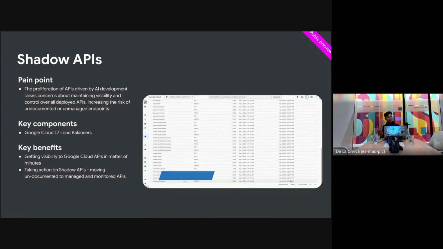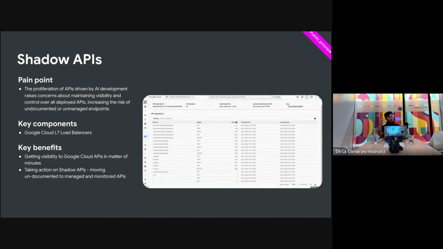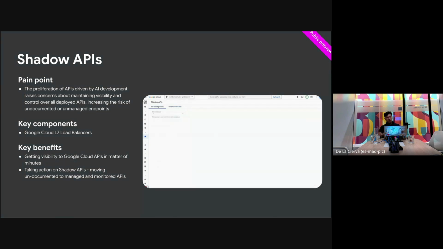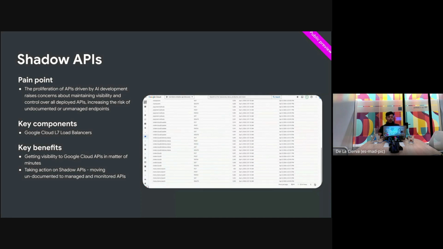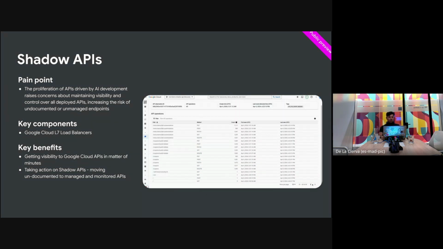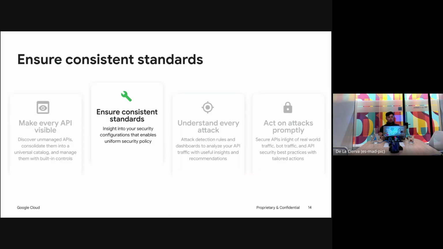So the idea is that we can have all of the load balancers from Google Cloud measured, or have the metrics of those, and according to those metrics, we are going to identify these shadow APIs. What is coming in the future? In the future, we are going to be able to also extend the capabilities to other components that are not from GCP. This is something that we are going to show later in the future, okay?